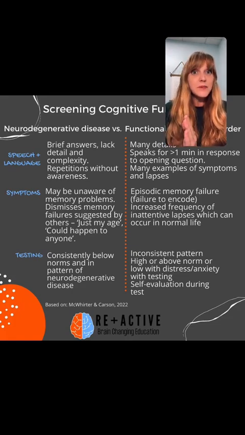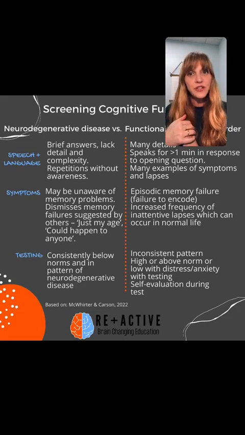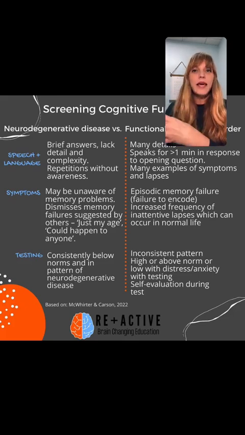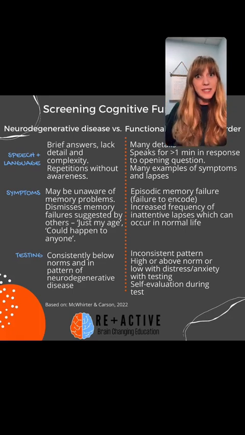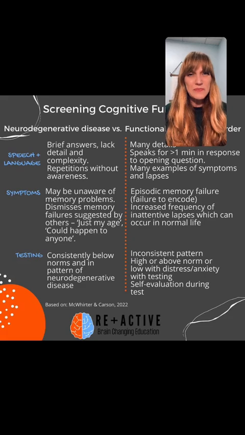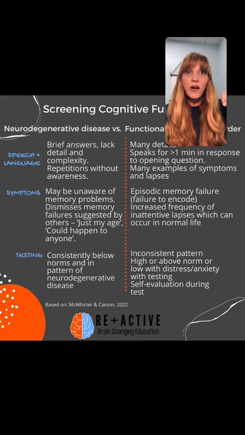The second are just the symptoms themselves. So the person with the neurodegenerative disease might be unaware of the problems. It's oftentimes that their partner, the person they come with, is more aware of the problems. They might dismiss them or say, oh, it's just my age, or this could happen to anybody, versus the person with the functional cognitive disorder tends to have an episodic memory failure, which seems to be more a failure to encode the memory, which may be tied to attention, which we know is the main issue in functional neurologic disorders in general. Attention is the issue.